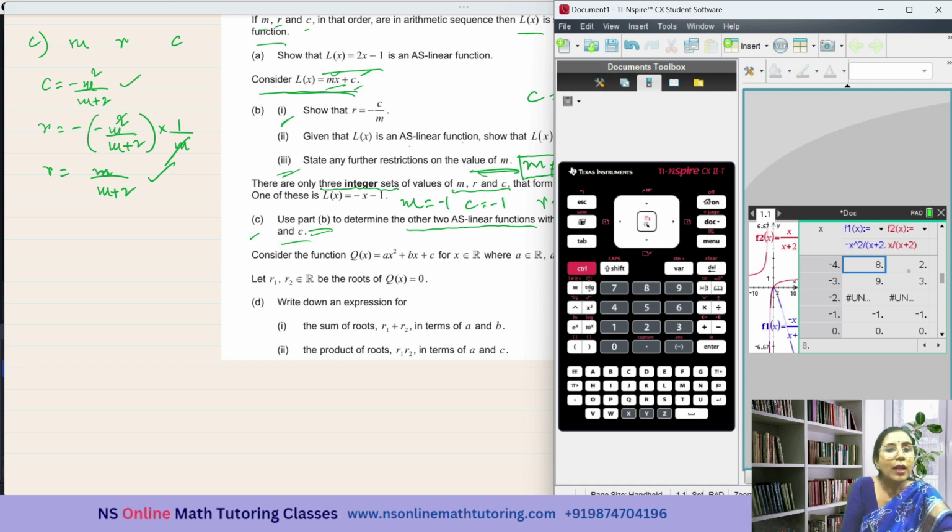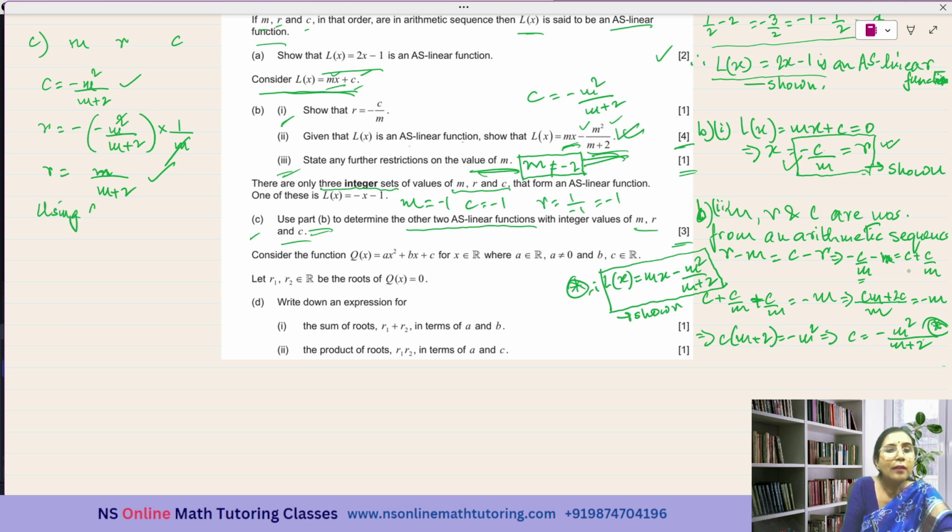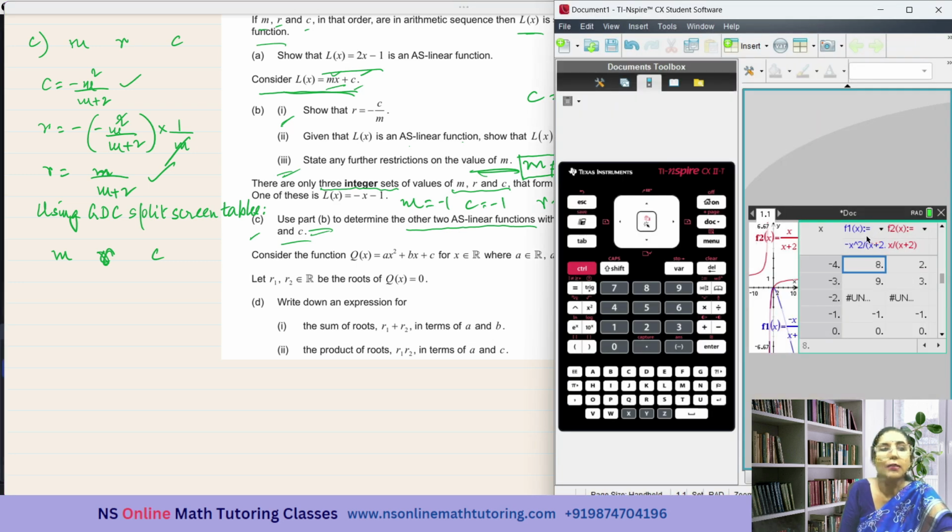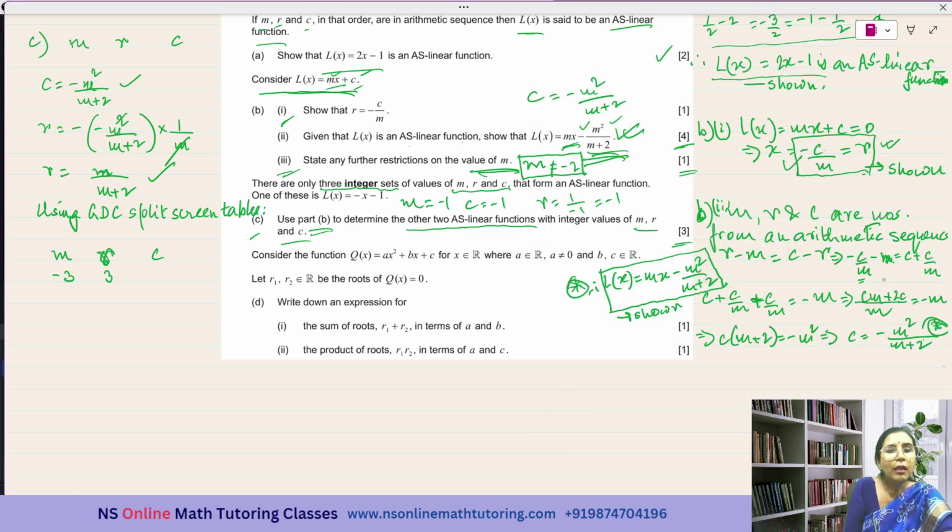So we can write using GDC split screen tables. We are having m, r and c, because I have to give in this sequence, though I have inputted the c first anyway. When the m value is -3, the r value is 3, and the c value is 9. Remember, the middle column is for c, the right column is for r. So when m is equal to -3, r is equal to 3, and c is equal to 9. So this is -3, 3, and 9.